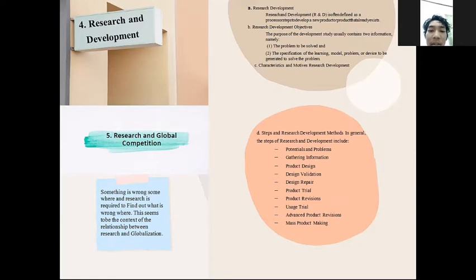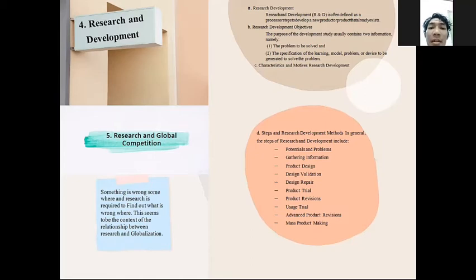Part D, steps and research and development methods in general. The steps of research and development include: the first is potential and problems, the second is gathering information, the third is product design, the fourth is design validation, the fifth is design repair, the sixth is product trial, the seventh is product revision, the eighth is use trial, the ninth is advanced product revision, and the tenth is mass product making.